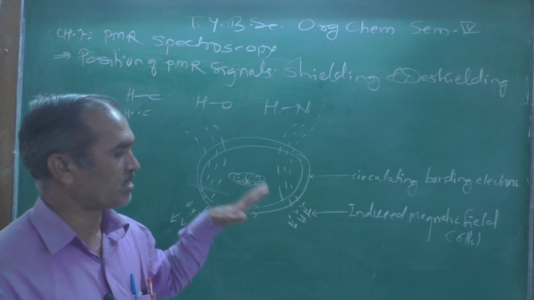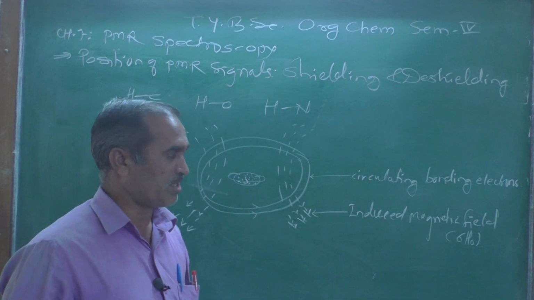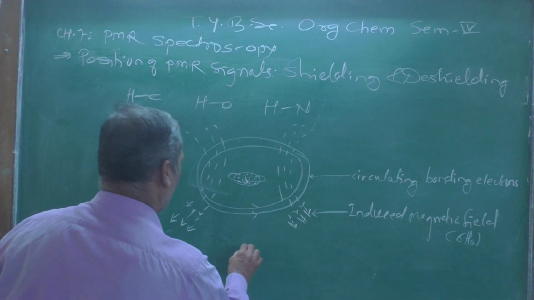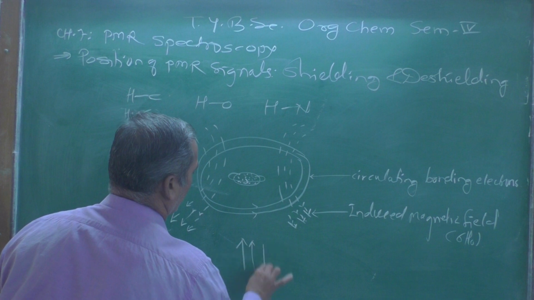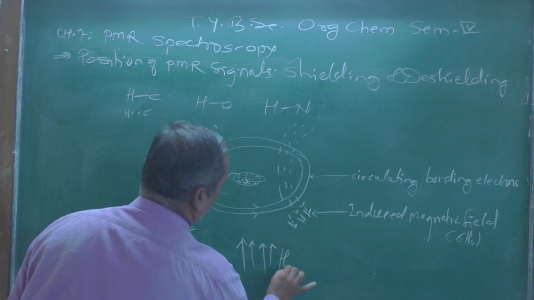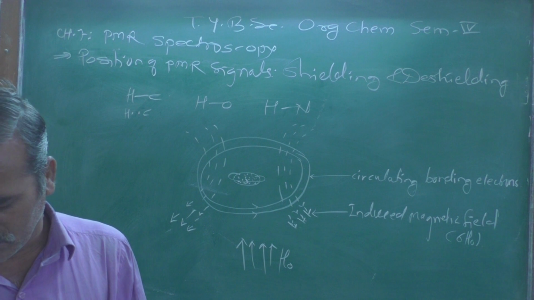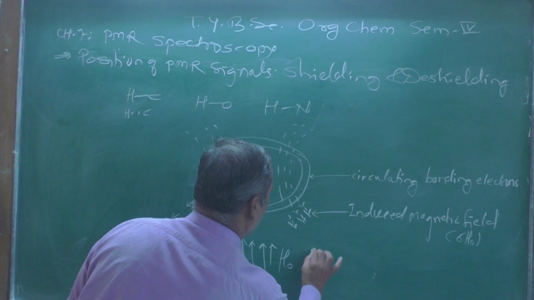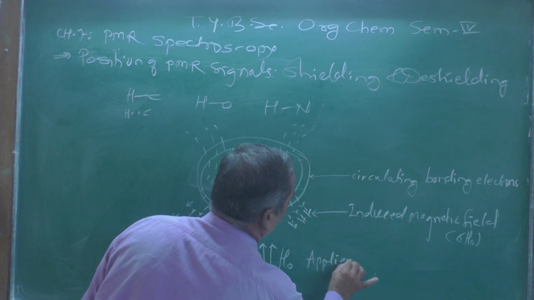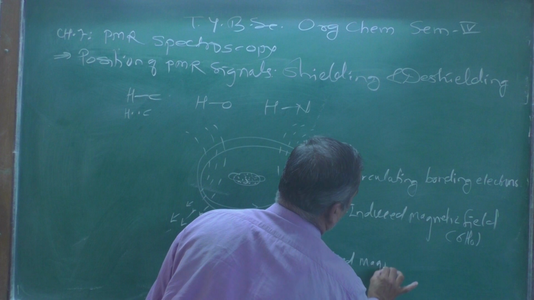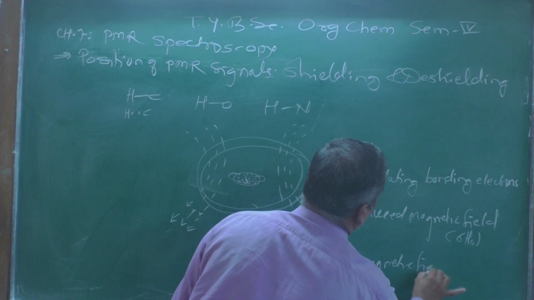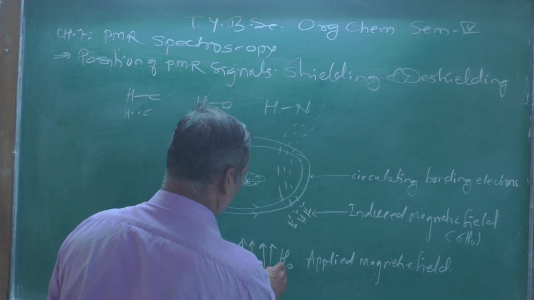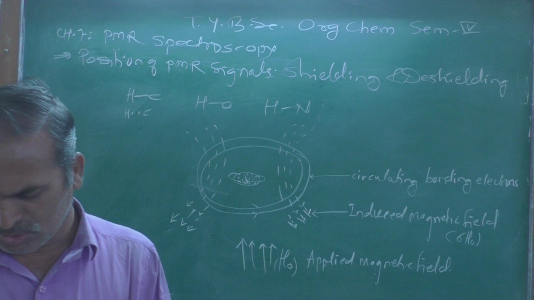H0, as we know, is the applied magnetic field, and sigma is a screening constant, and induced means particularly induced over there. Now this arrow is nothing but H0. H0 means what? It is the applied magnetic field, which is represented by H0.